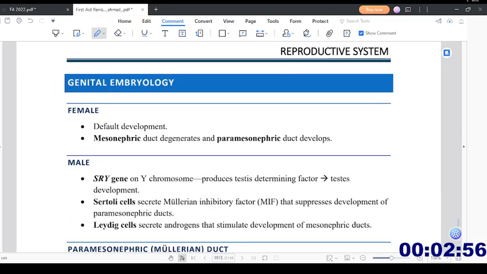Genital embryology. Fetal default development. Female is the default development: the mesonephric duct degenerates and the paramesonephric ducts develop. So we are all females basically. The mesonephric duct degenerates and the paramesonephric duct develops.